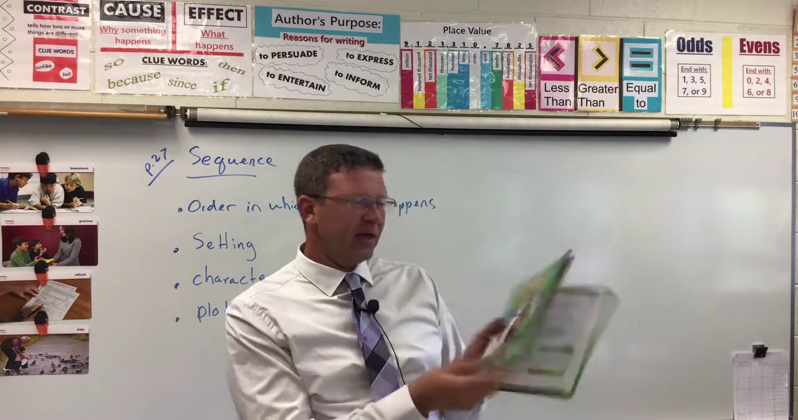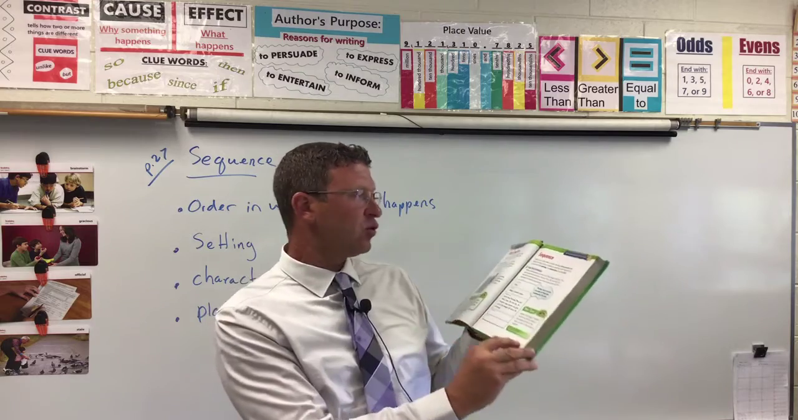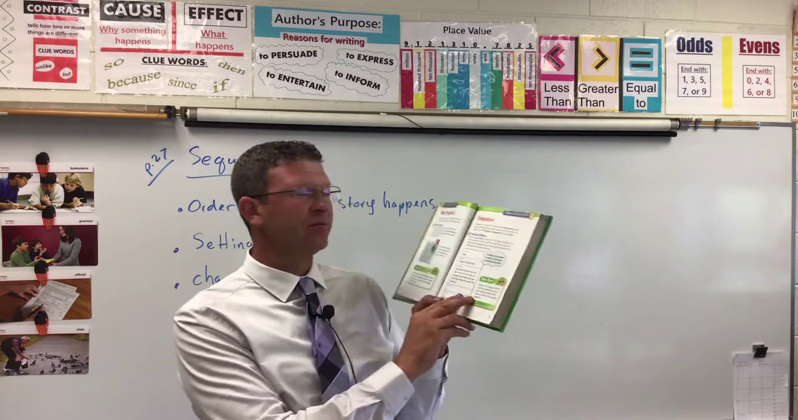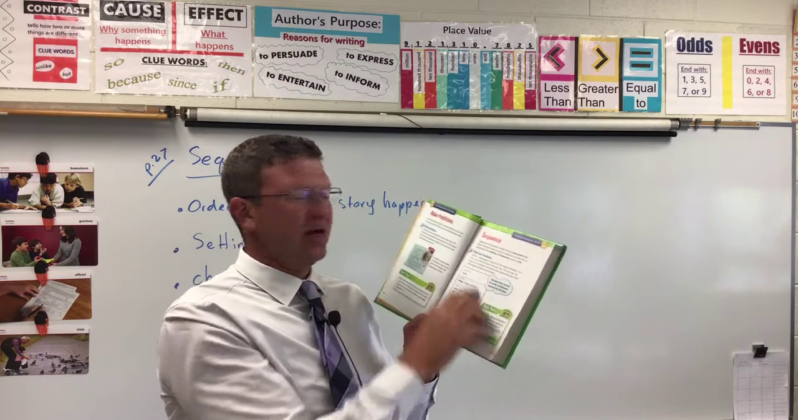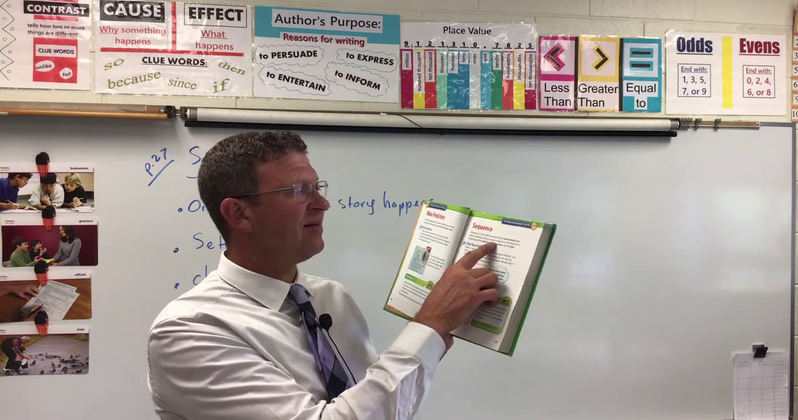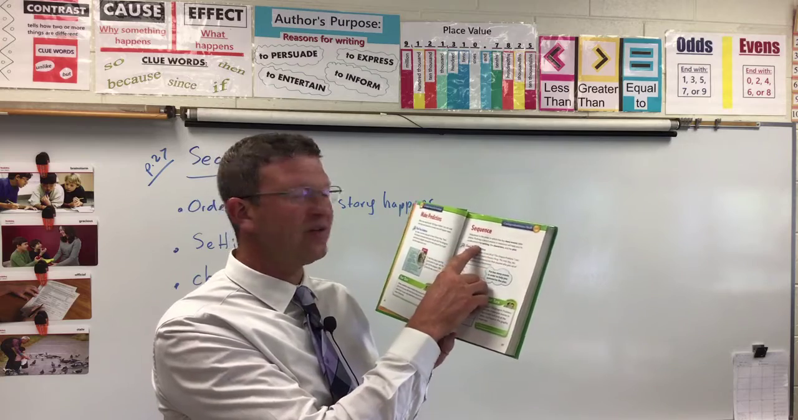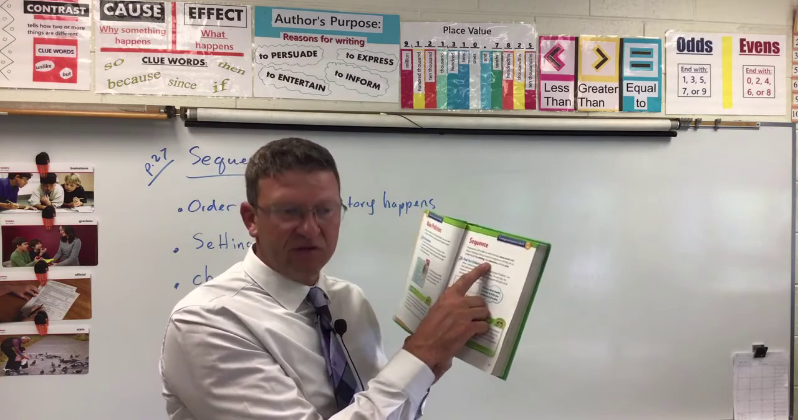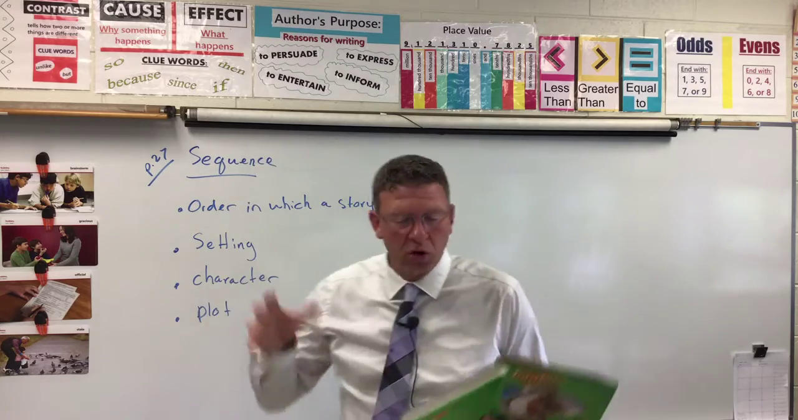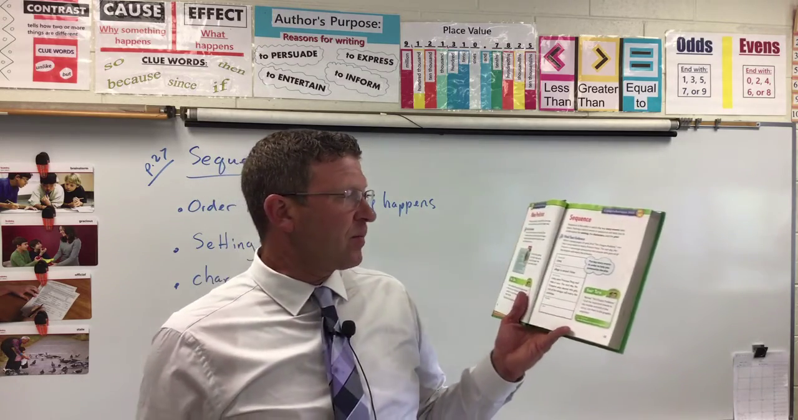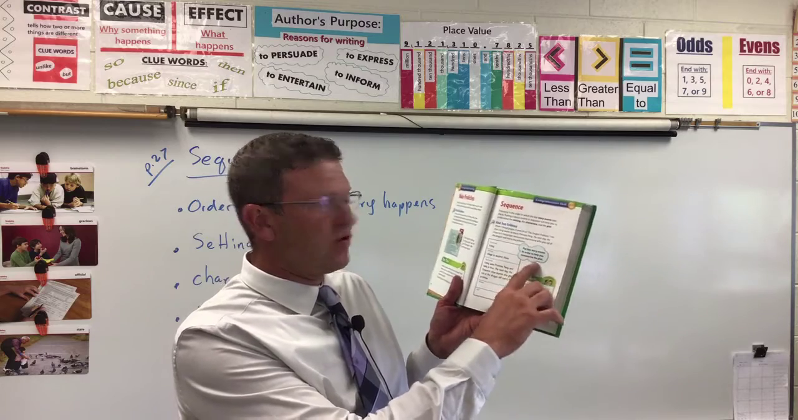If you're with me in our small reads, we're on page number 27 where it says sequence. Sequence is the order in which the key story events take place. Putting a story's events in sequence will help you to understand the setting, the characters, and the plot. Order of events. Put the key story events in order to help you summarize the plot.